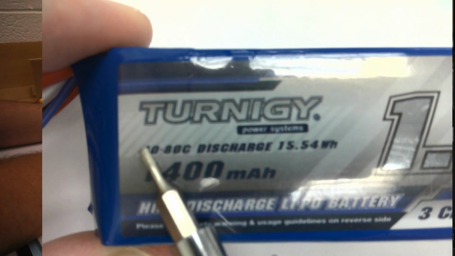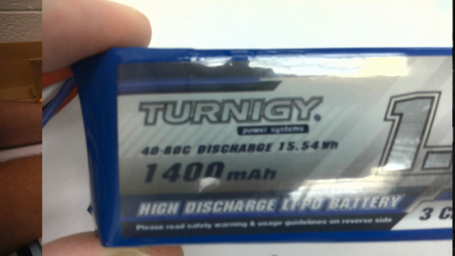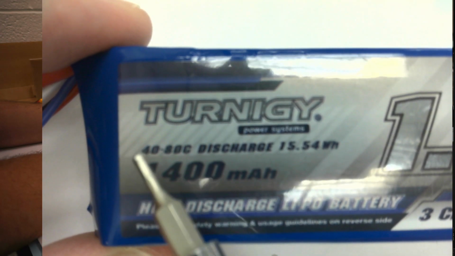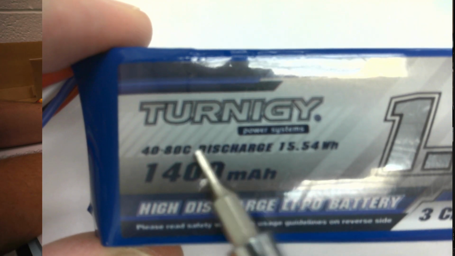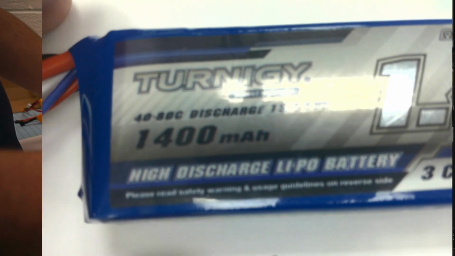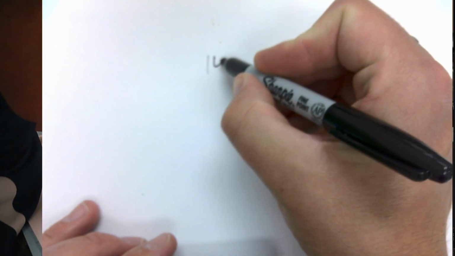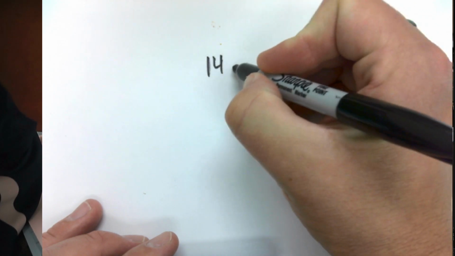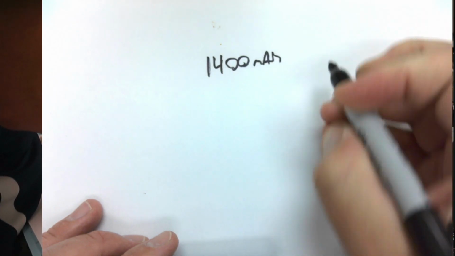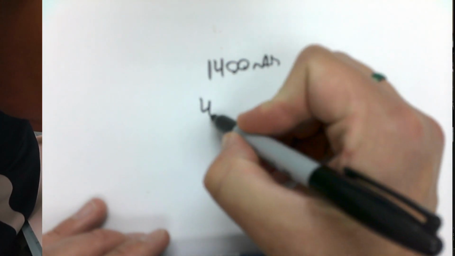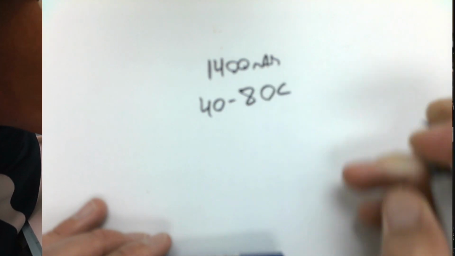So that discharge sounds like it's putting something out, right? And this 40 to 80 C. So what's this C? It's kind of a mystery number here. So let's back up a little bit. We'll do some more whiteboarding here. Okay, so our battery is 1400 milliamp hours. Oh, my marker dried out that fast. Wow. And we have 40 to 80 C.